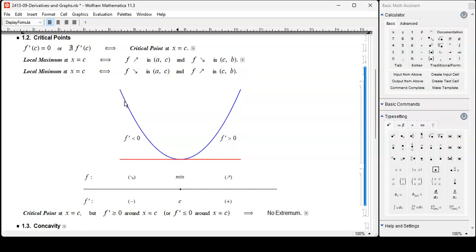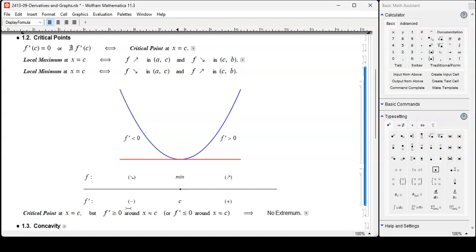Derivative is negative here, so the graph goes down, and then hits the critical point at x equal to c. And then that's a horizontal tangent, the derivative is 0 there. Now the derivative is positive, so the graph increases. So decrease, hit the minimum, and increase. So that's a local minimum. Now look at this diagram.